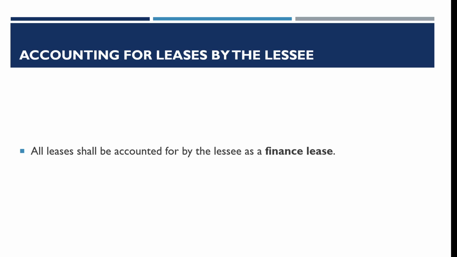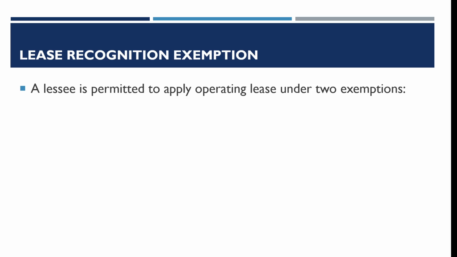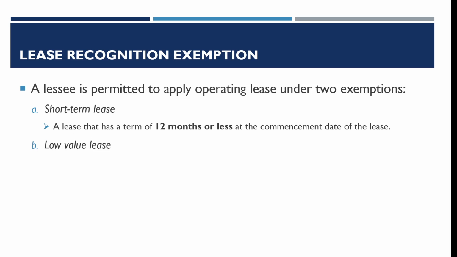Okay? Sir, wala na yung operating lease classification kay lessee? Meron pa naman, pero under 2 exemptions na lang. What are those 2 exemptions? Okay. First exemption, short-term lease. The second exemption, low-value lease. Anong ibig sabihin ng short-term lease? The lease term is 12 months or less.